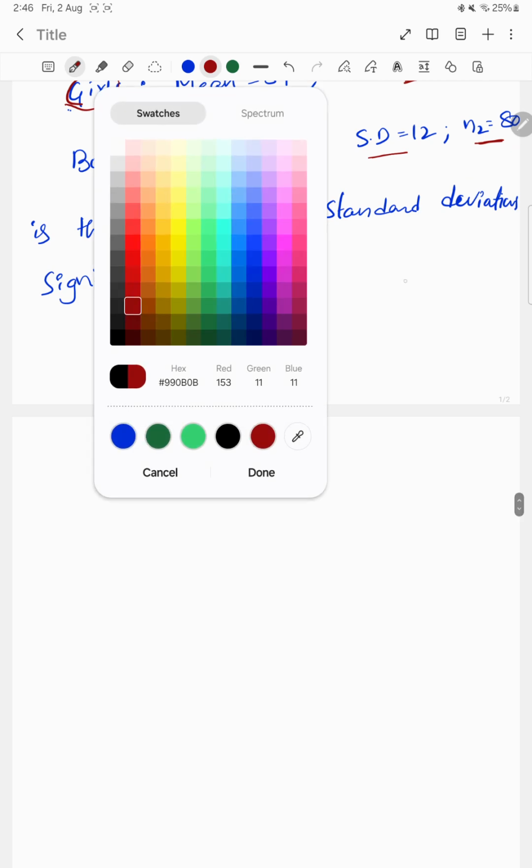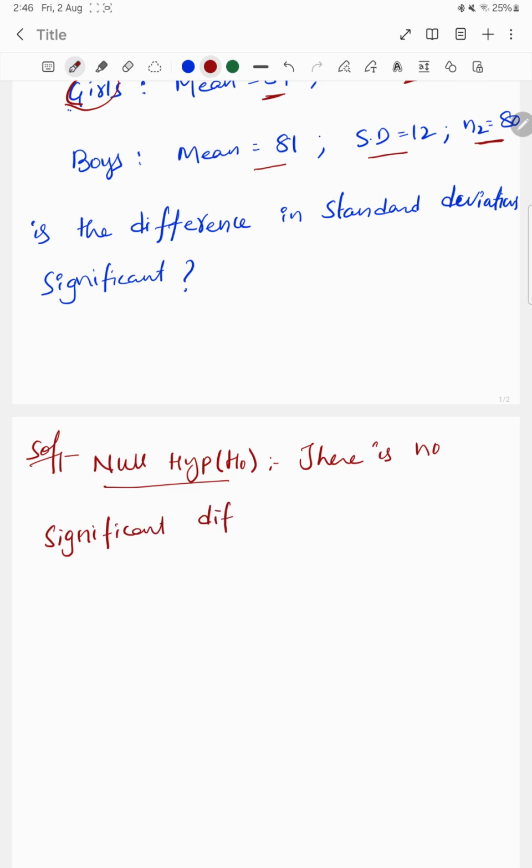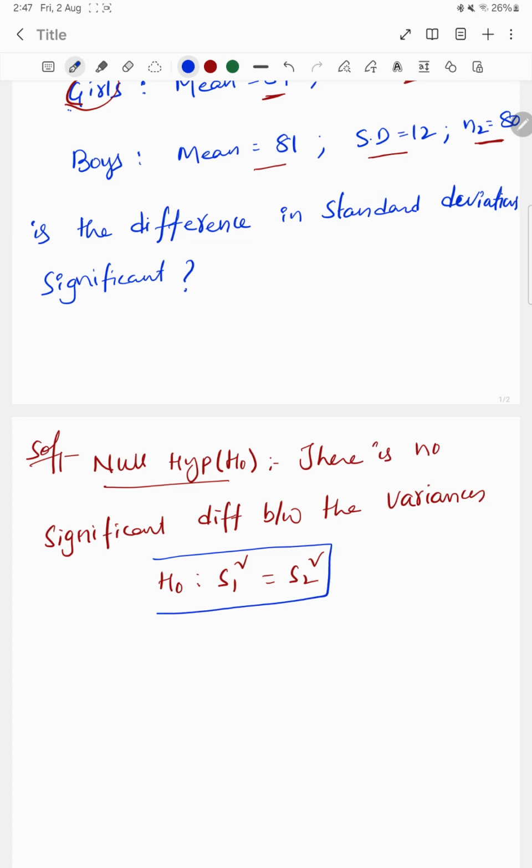So coming to the solution, we start with the same procedure. We start with the null hypothesis. So we take H naught as there is no significant difference between the variances, that is H naught: s1 square is equal to s2 square. So this is the null hypothesis.